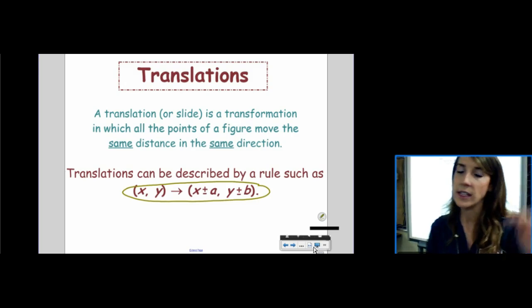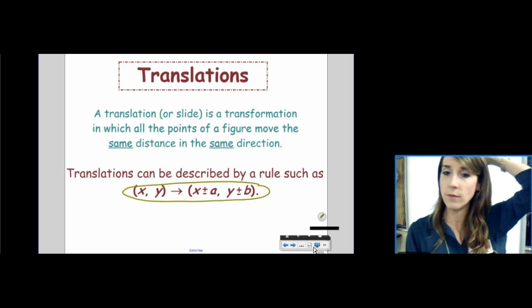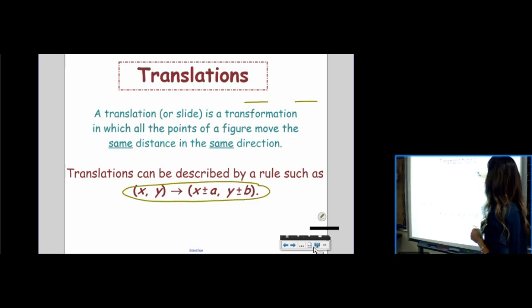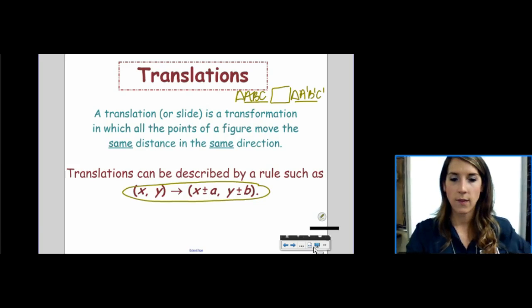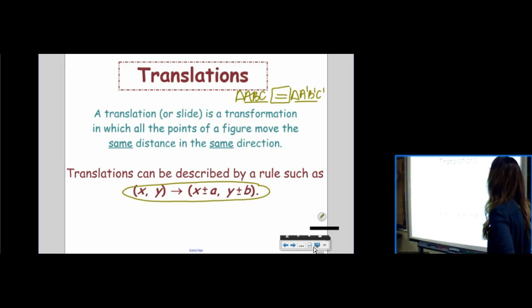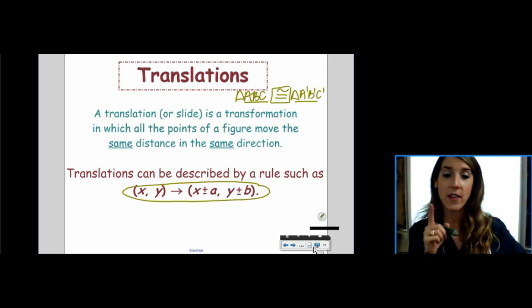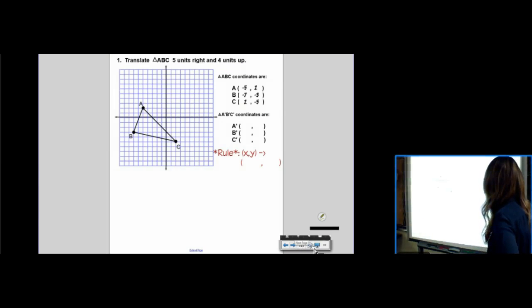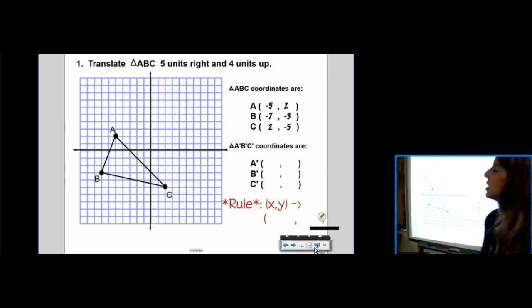What's important to know is that in a translation, when you translate a figure, the pre-image and the image, so like, let's say triangle ABC and triangle A prime, B prime, C prime, are what to each other? You translate, the image and the pre-image are, nice job. They are not similar, they're better than that, they're more than that, they're congruent to each other. Very good. Okay. So let's remind ourselves what a translation even looks like.